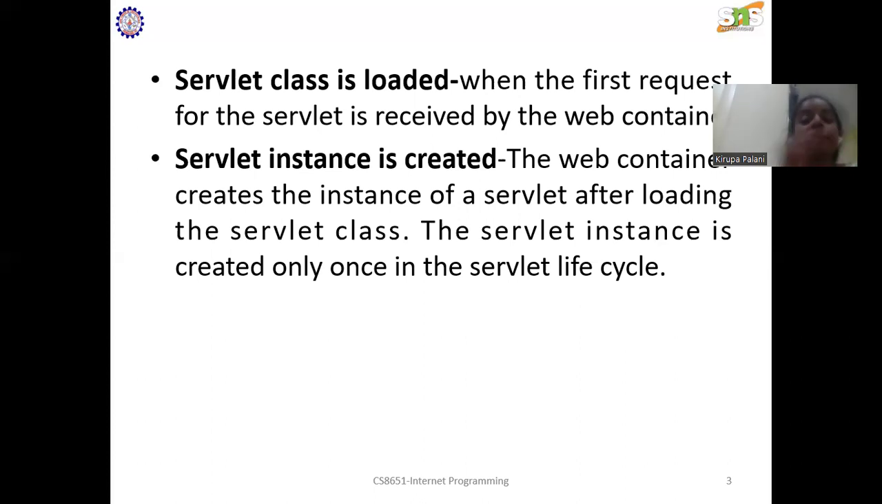These are the reasons and the stages through which the servlet passes from creation to destruction. In this session, we discussed servlet initialization, or servlet loading. We continue on the next session.